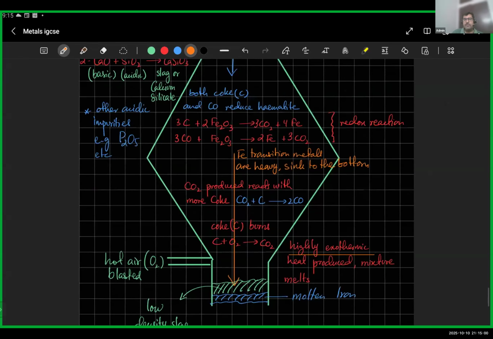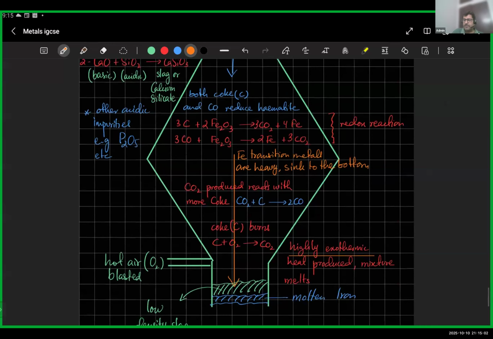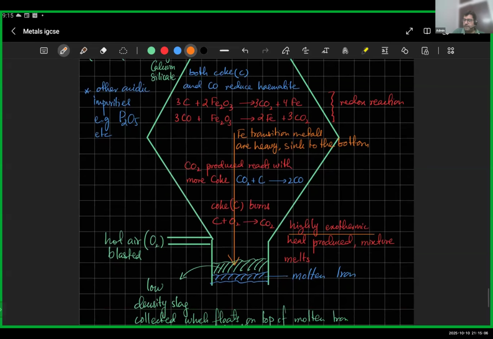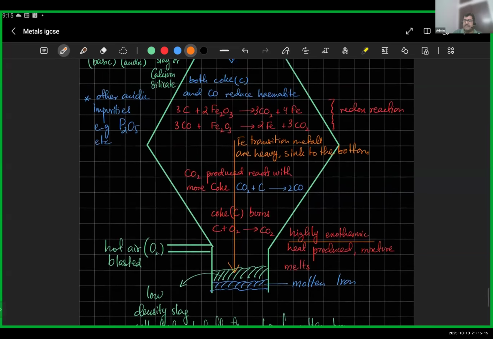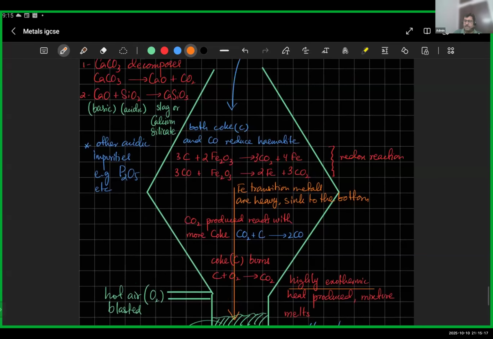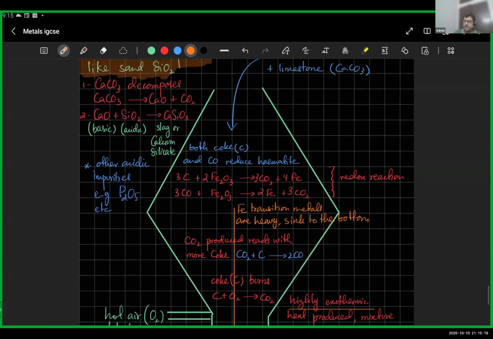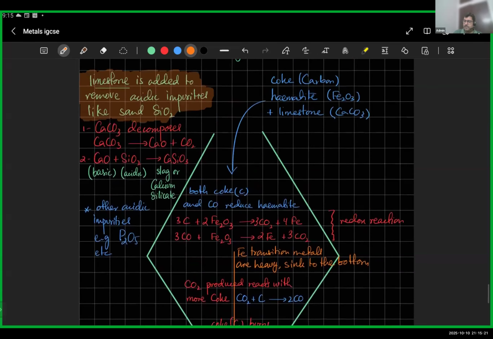Okay, they often ask you to label what is happening in the middle, what is happening at the bottom, what's happening at the top, right? So you should have some idea about in which part of the blast furnace what is happening. Okay, is all of this clear? Is this clear? Okay, Ahmed, Haniya, Fatima, is this clear?